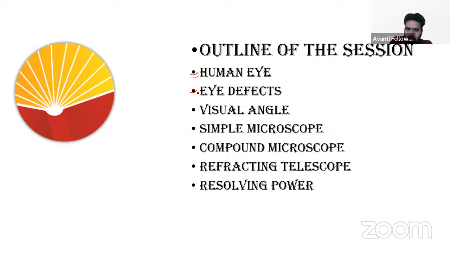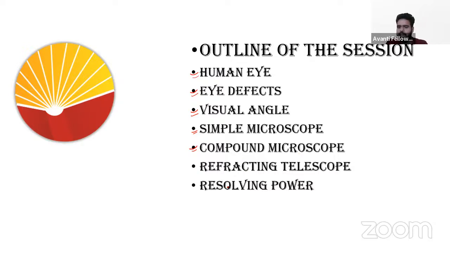Second one is the defects related with the eye. That is the eye defect. Third is the visual angle, and the next one is the simple microscope. As we know, since our childhood we have been using a simple microscope. This is nothing but a convex lens, and after that, in order to get more angular magnification, we are going to use a compound microscope.